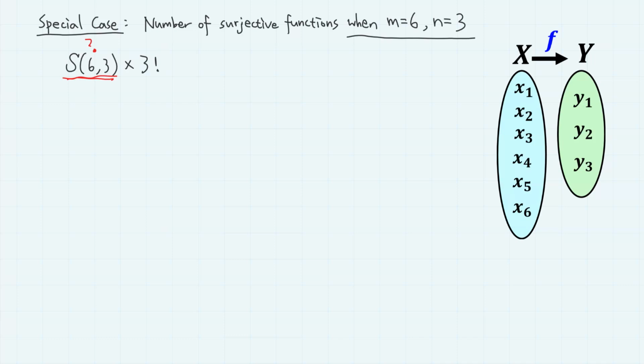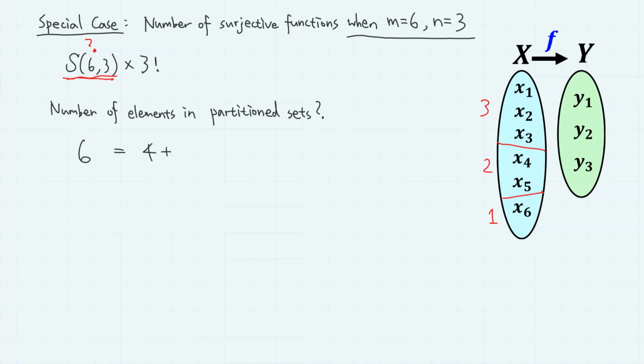First, we have to think about this. When we partition the set with 6 elements into 3 non-empty subsets, what would be the number of elements in each subset? In order to answer that, we must first try to partition the number 6 into the sum of 3 natural numbers. And you can easily find that 6 can be expressed as 4 plus 1 plus 1, or 3 plus 2 plus 1, and 2 plus 2 plus 2. Now let's compute the possible number of partitions for each case.